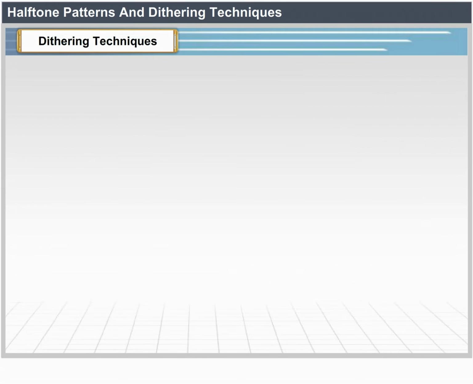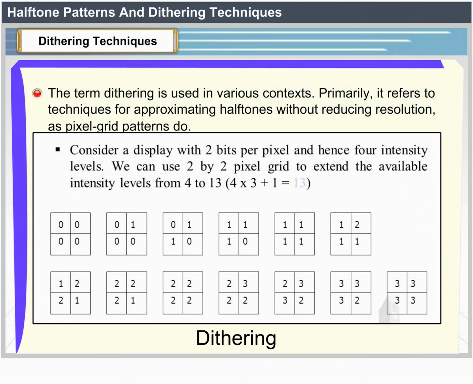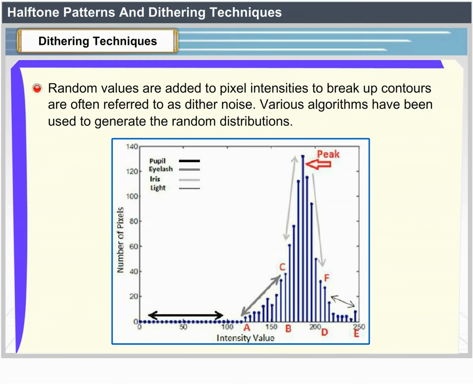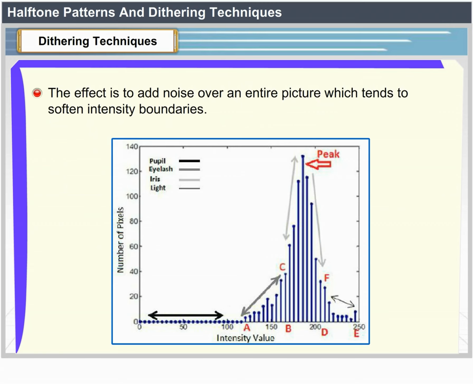Dithering techniques. The term dithering is used in various contexts. Primarily, it refers to techniques for approximating halftones without reducing resolution, as pixel grid patterns do. But the term is also applied to halftone approximation methods using pixel grids, and sometimes it is used to refer to color halftone approximations only. Random values added to pixel intensities to break up contours are often referred to as dither noise. Various algorithms have been used to generate the random distributions. The effect is to add noise over an entire picture, which tends to soften intensity boundaries.